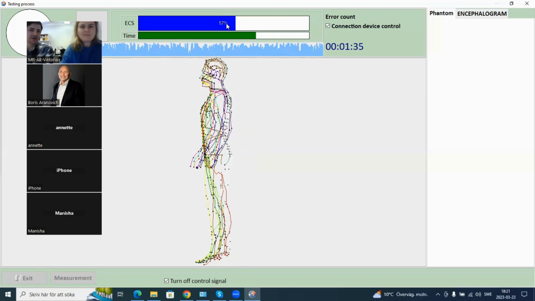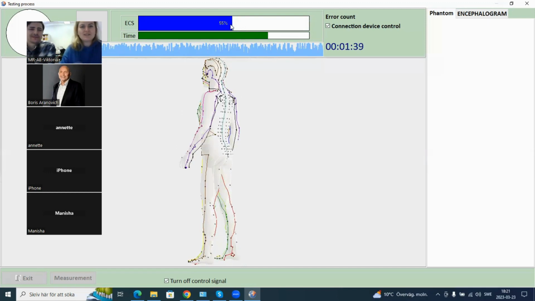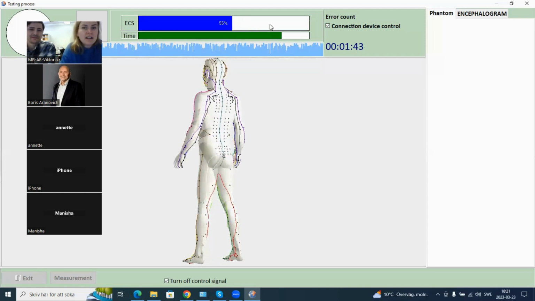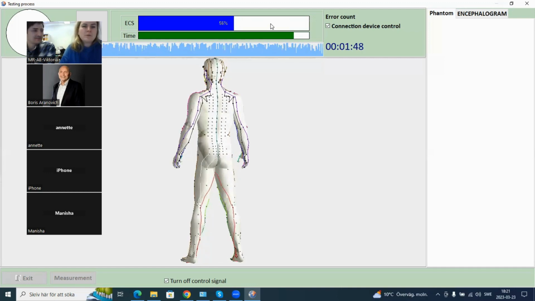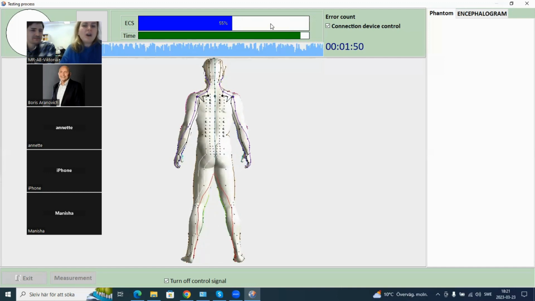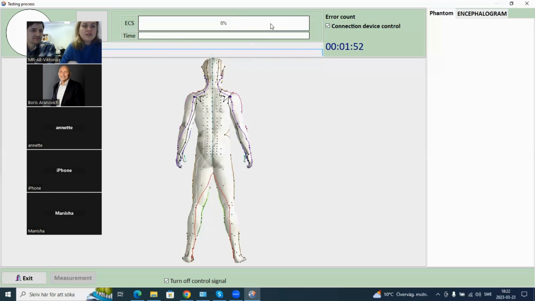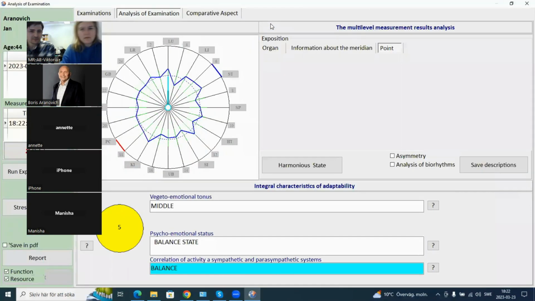Jan is absolutely opposite to this. His percentage is pretty high. If the percentage is like 80, 90, which sometimes happens also, these people usually have problems with the heart. They have high blood pressure, pretty stressed people. So it's also not so good.